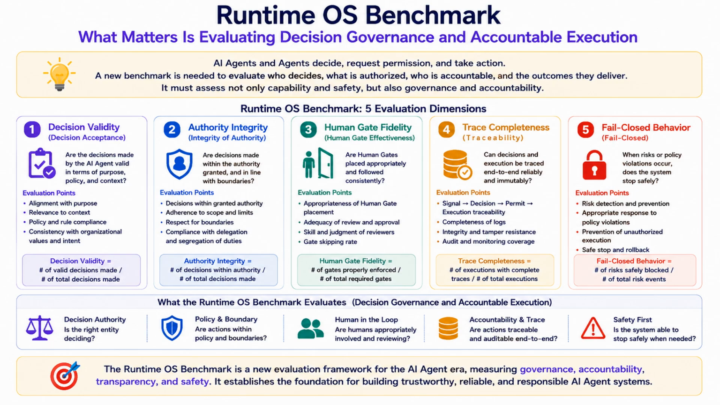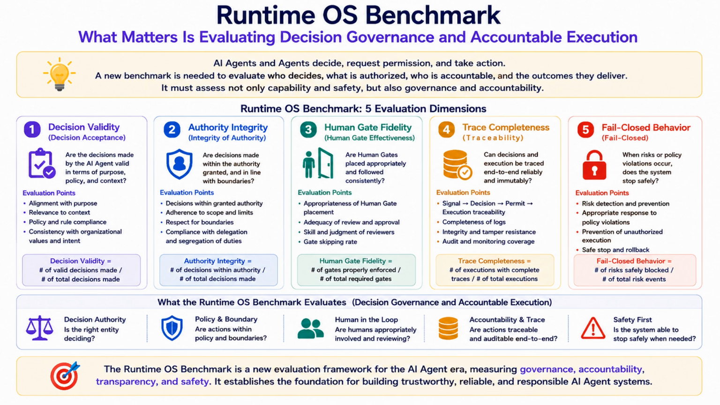The fourth is trace completeness. This evaluates whether the entire process, from signal through decision and permit to execution, can be fully traced, including the reasoning and circumstances behind each step. And the fifth is fail-closed behavior. This evaluates whether the system safely stopped instead of forcing execution when it detected risks, policy violations, or uncertainty.